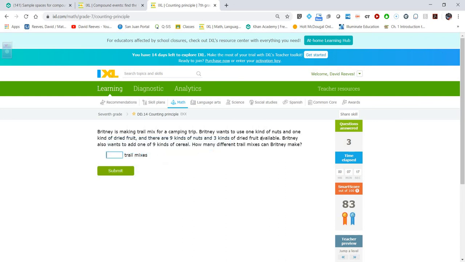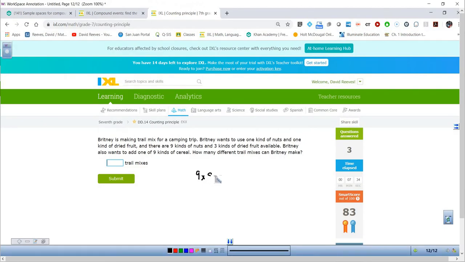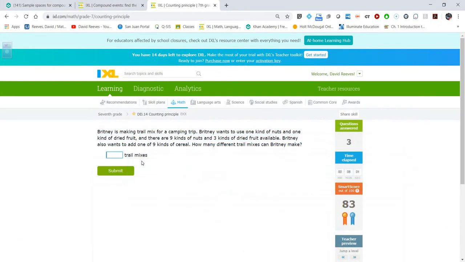All right, let's see. 1 type of nut, 1 type of dried fruit. All right, oh, he's going to use one. There's actually 9 types of nuts and 3 types of dried fruit. All right. And wait, we're going to add 9 types of cereal. So 9, 3, and 9. So the numbers are getting a little bit more complicated. There's more of them. But if you remember that all you got to do every time is multiply. Actually, it's 9 types of nuts, 3 types of fruit, 9 types of cereal. Well, 9 times 9 is 81, so 81 times 3, I think, is going to be 243. 243, that is a lot of choices for trail mixes.